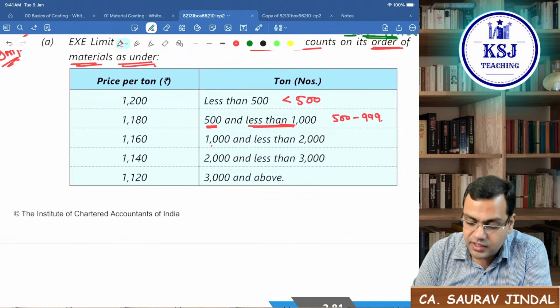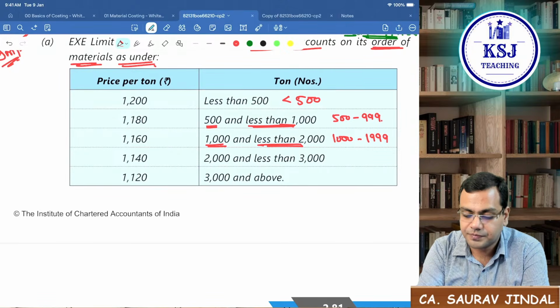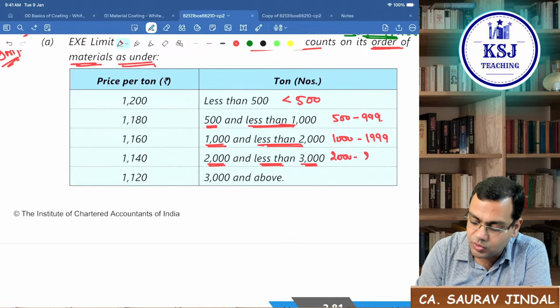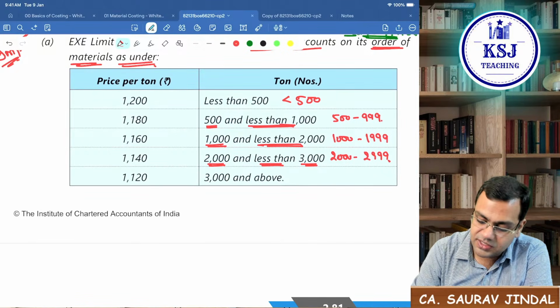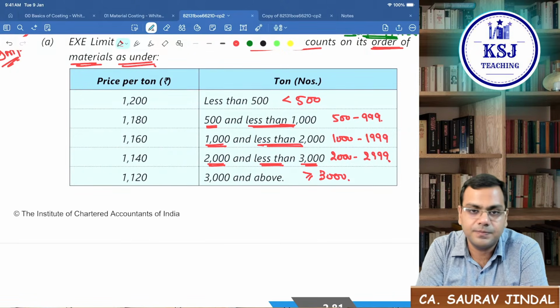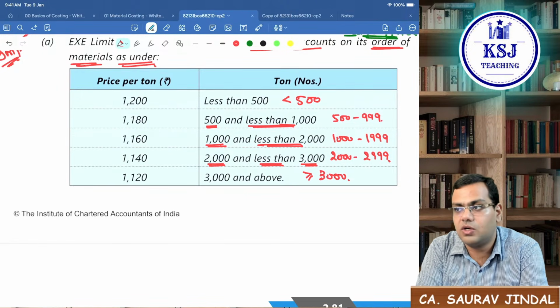If the order quantity is 1000 or less than 2000, that is from 1000 to 1999, in that case, the price per ton will be 1160. Now, if it is 2000 or less than 3000, that is from 2000 to 2999, it will be 1140. If it is 3000 or more, it will be 1120. So this is what is given to us, the prices at the different levels of the quantity that you are ordering.